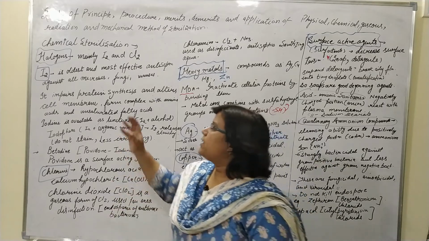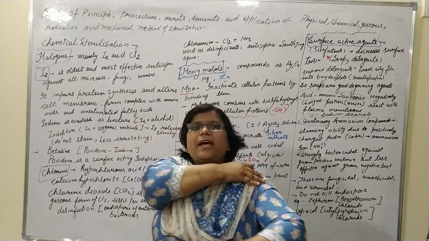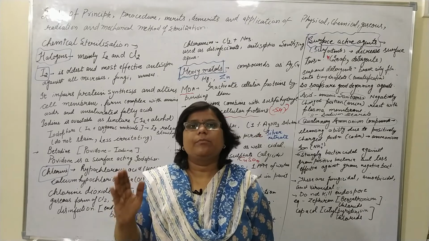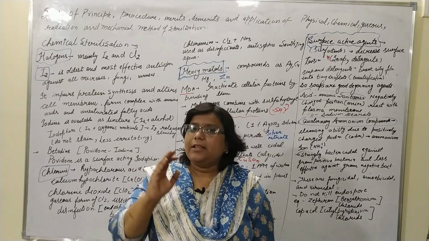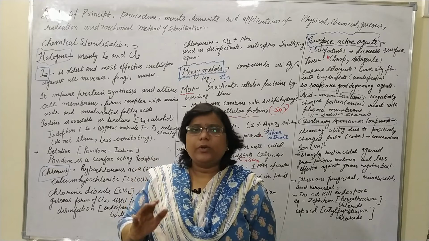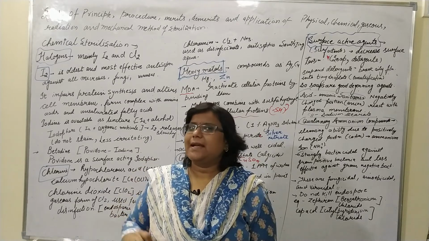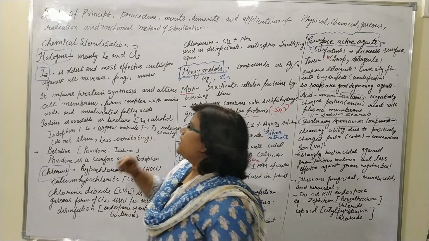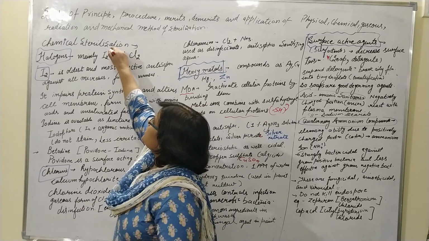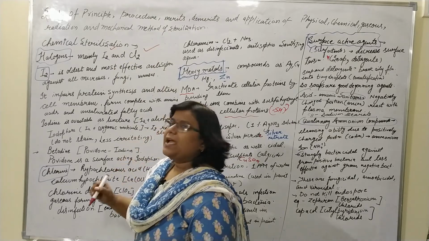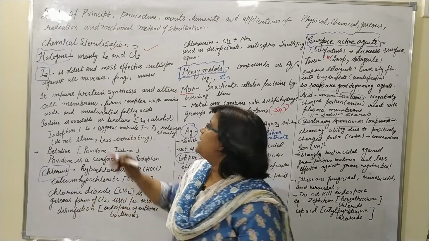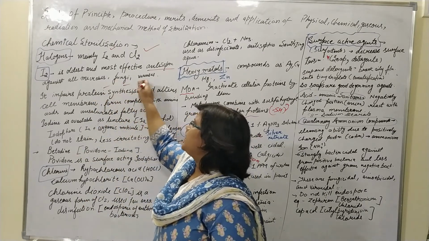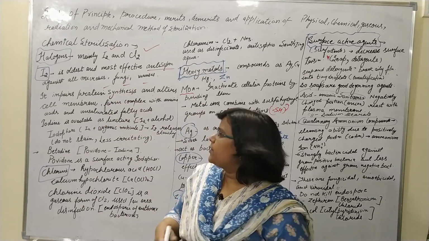Now the halogens. As we know, in the halogen series there are four elements: fluorine, chlorine, bromine, and iodine. But only chlorine and iodine are used specially as antiseptic or sterilizing agents. Iodine is the oldest, most effective antiseptic against all microbes, fungi, viruses, and bacteria as well.